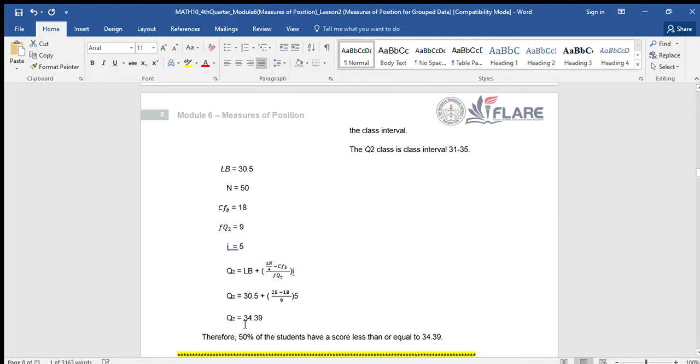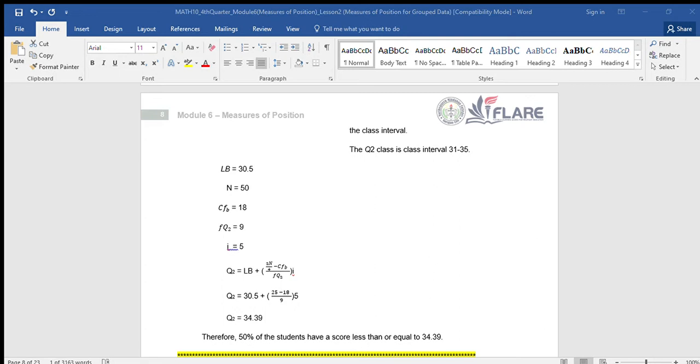And then compute. Which means, isn't Q2 our median? Right? Q2 is at the center. That means that 50% of the students have a score less than or equal to 34.29.